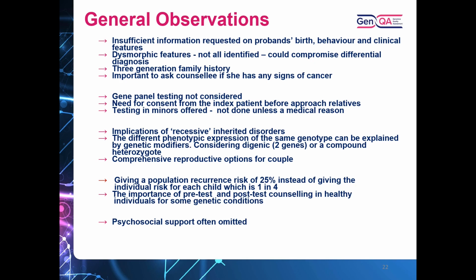Likewise, the reproductive options for the couple were not always comprehensive, and sometimes only prenatal diagnosis was suggested when other options were available. And for the post-test counselling, giving a population recurrence risk was inappropriate for the couple, and so some centres said 25% was the recurrence risk instead of giving an individual risk for each child, which is 1 in 4. The importance of pre-test and post-test counselling in healthy individuals for some genetic conditions was also omitted. And for all the EQAs, we did note through the patient groups that psychosocial support was often omitted.